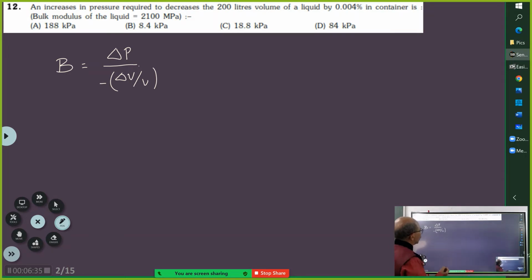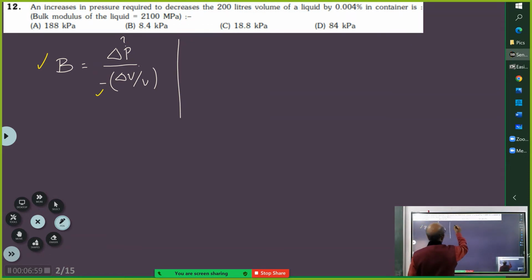So in this case, what all they have given? They have given this quantity, and an increase in the pressure to the liquid by this, and they have given you this value. So you have to find out this value. This minus sign signifies that the volume is decreasing. That's all. So here, simply delta P will be equal to the bulk modulus.